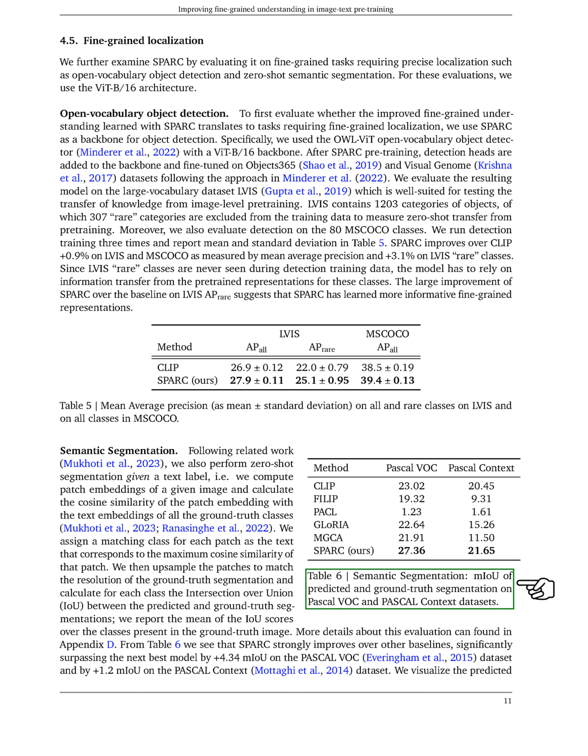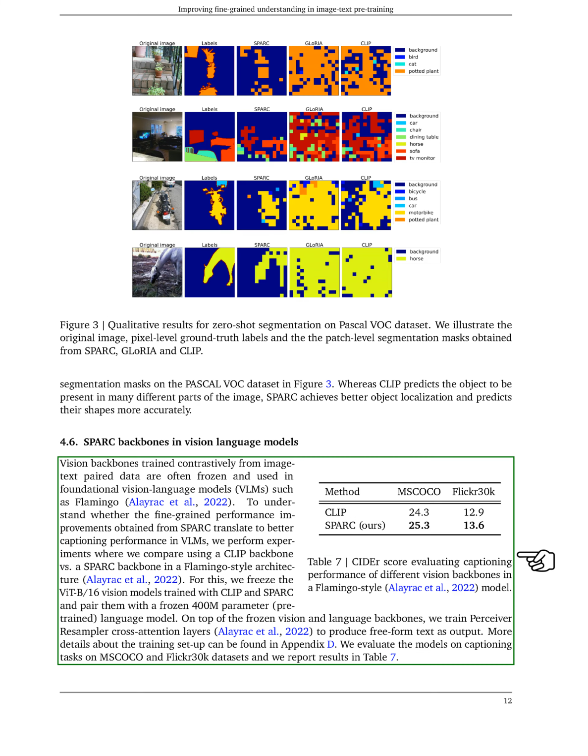We also explored the use of Spark backbones in vision language models. Vision backbones trained contrastively from image-text paired data are often used in foundational vision language models such as Flamingo. We wanted to see if the improvements we saw with Spark would translate to better captioning performance in these models.